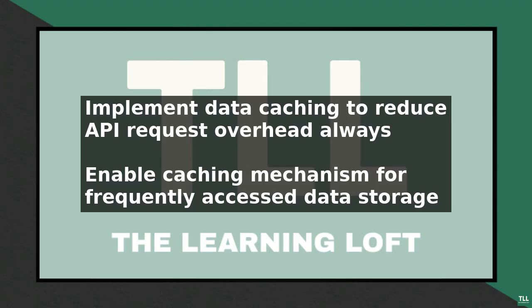Next, implement data caching to reduce the number of requests made to your API. AWS Amplify provides a caching mechanism that can be enabled for your GraphQL API, which stores frequently accessed data in memory to reduce the latency of subsequent requests.